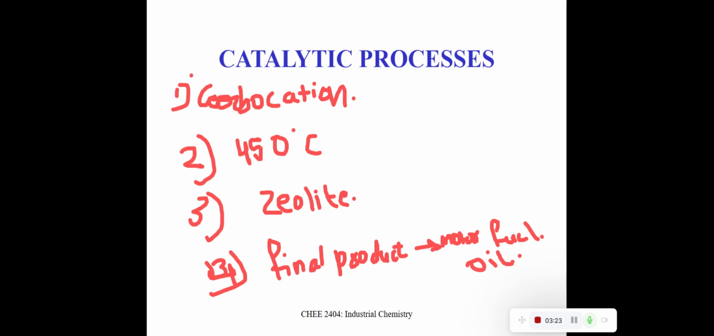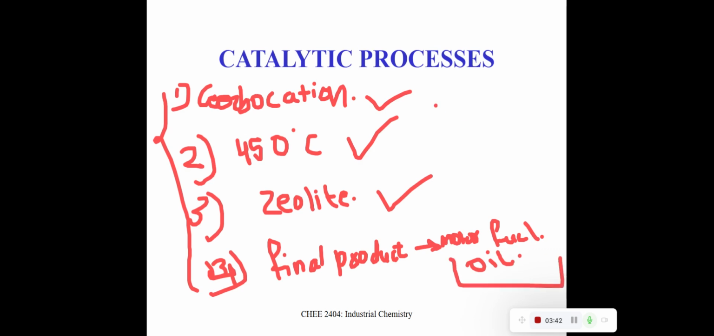Right, these are the points. First one is the carbocation mechanism, with slight pressure and nearly above 450 degrees Celsius, zeolite as a catalyst, and the final product will be motor fuel oil. The feedstock used for the catalytic process is mainly vacuum gas oil.